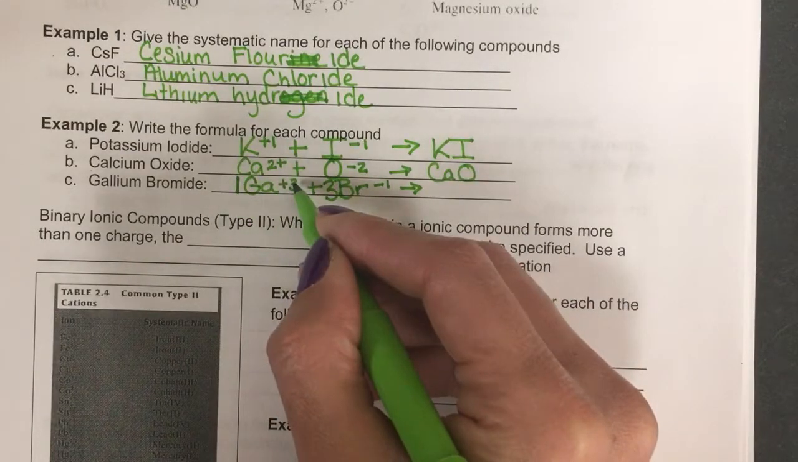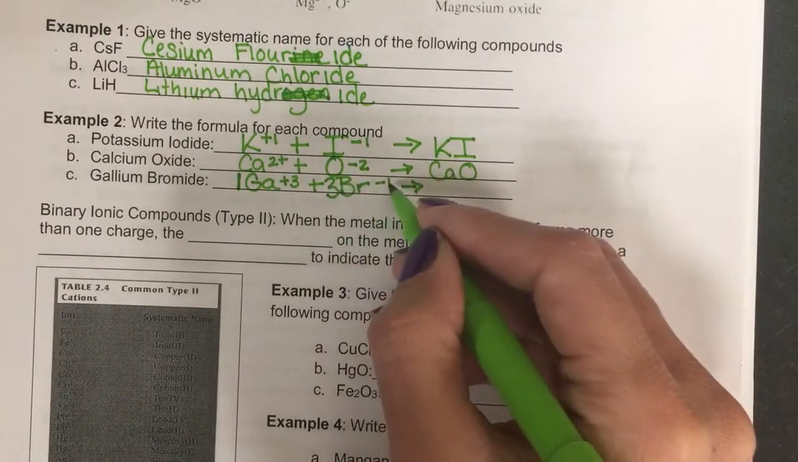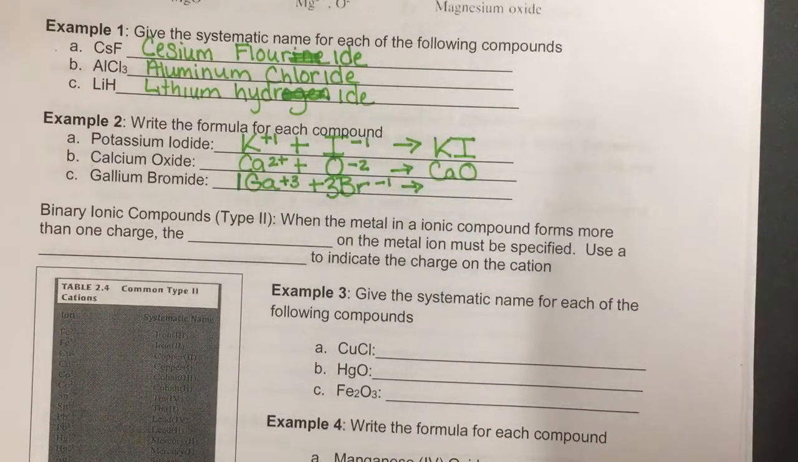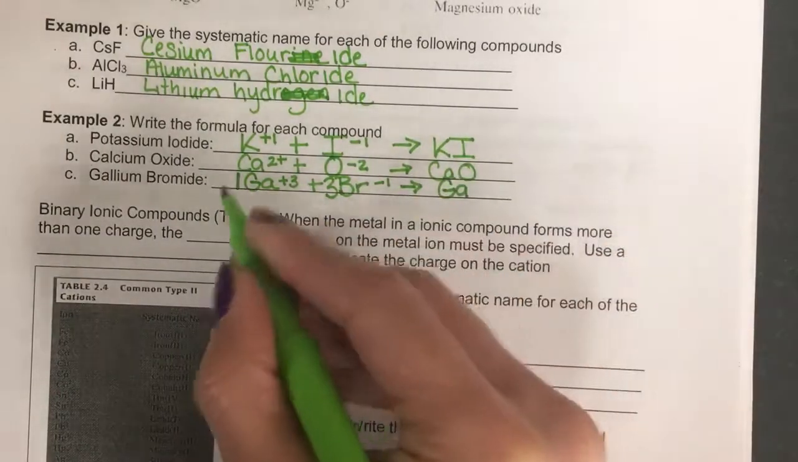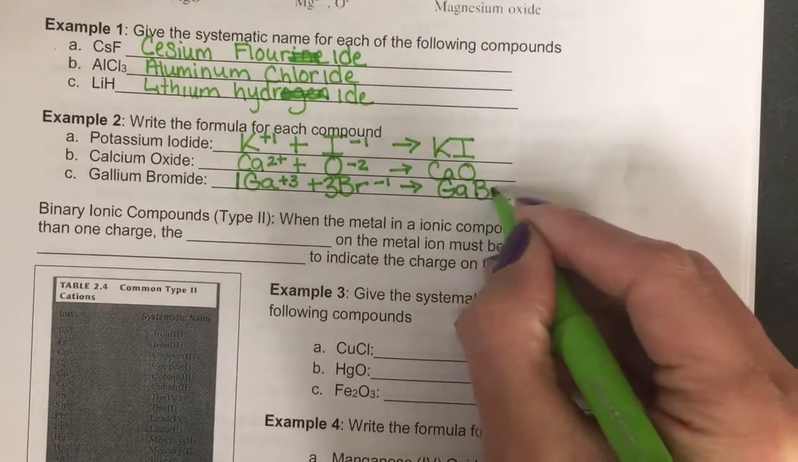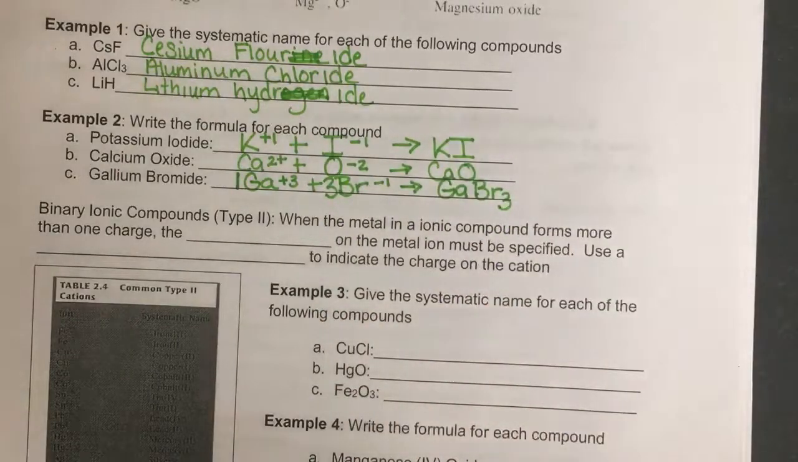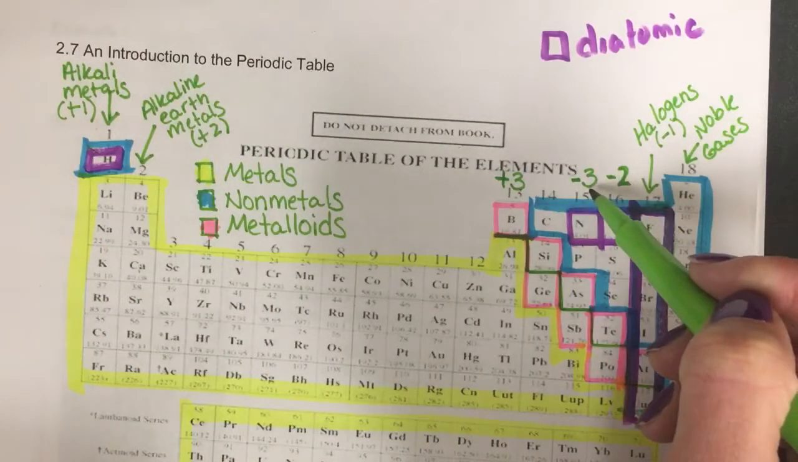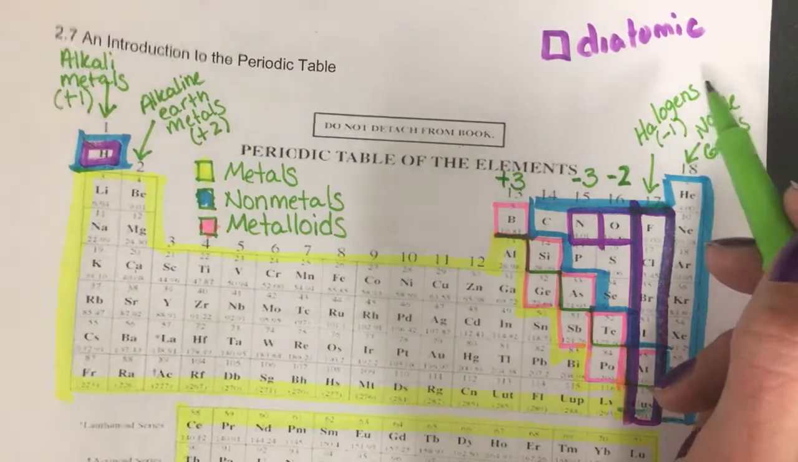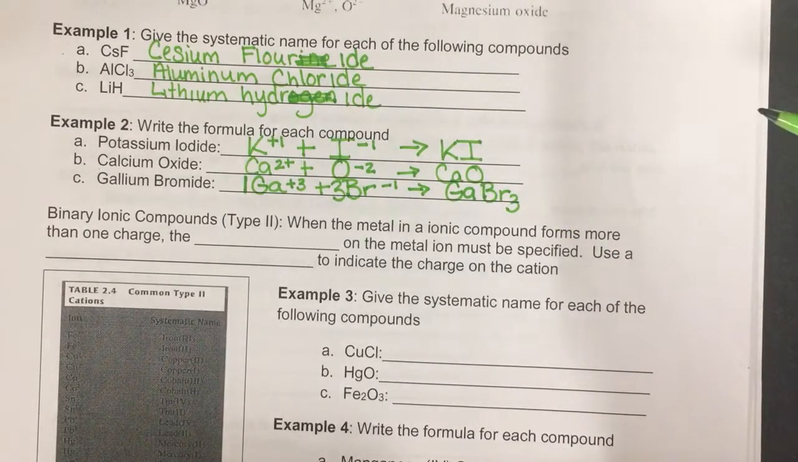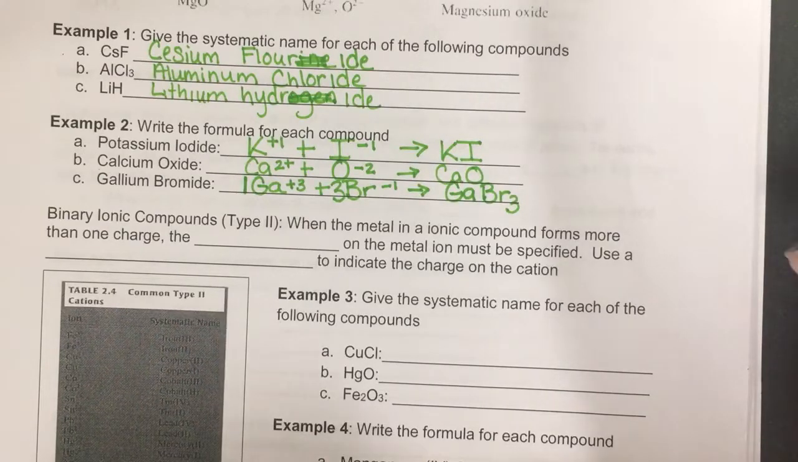Here's what I'm doing. 1 times +3 is a +3. 3 times -1 is a -3. So if I've got +3 and -3, it'll cancel out. When I write the formula, I only need 1 gallium, so I could put the 1 there if I wanted, or ignore it. For Br, I needed 3 to balance the charges. So it's really important that I remember my charges, +1, +2, +3, -3, -2, -1. Otherwise, I'm not going to be able to write the correct formulas. Anytime I have a binary ionic compound, I'm going to have to write the formula based on charges.